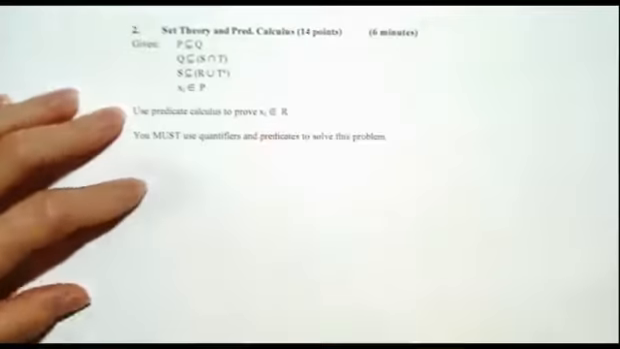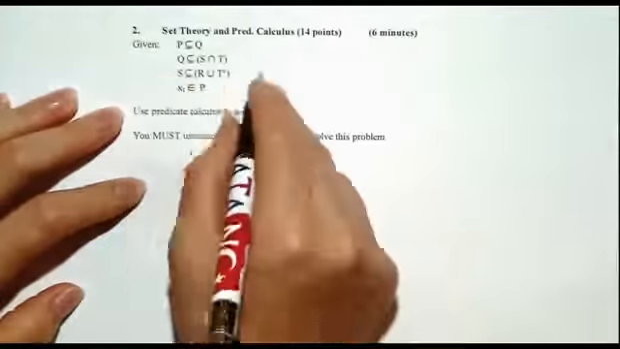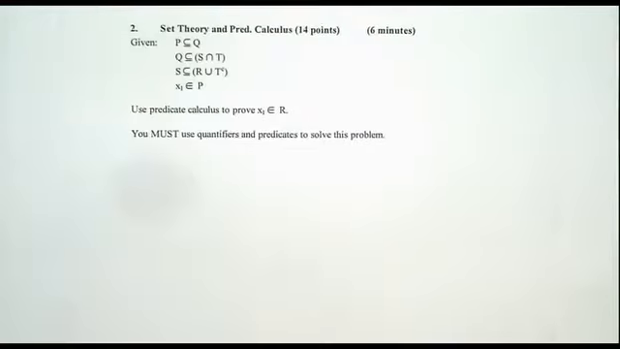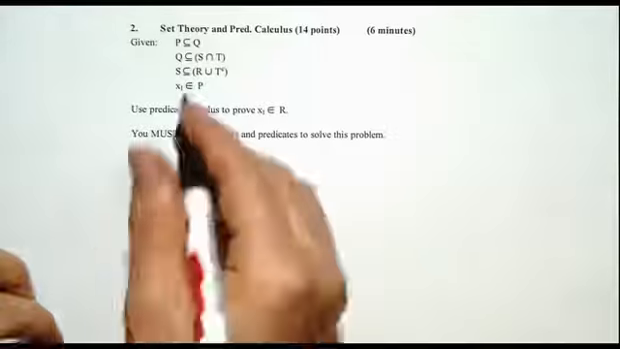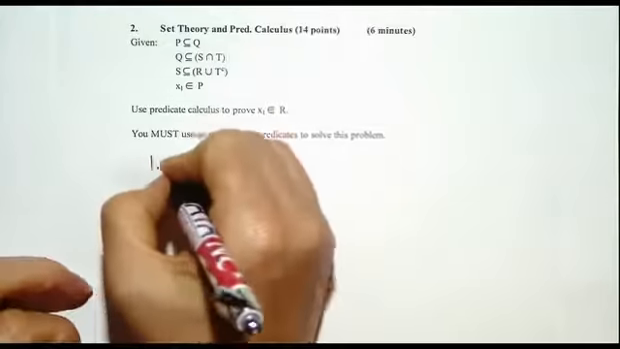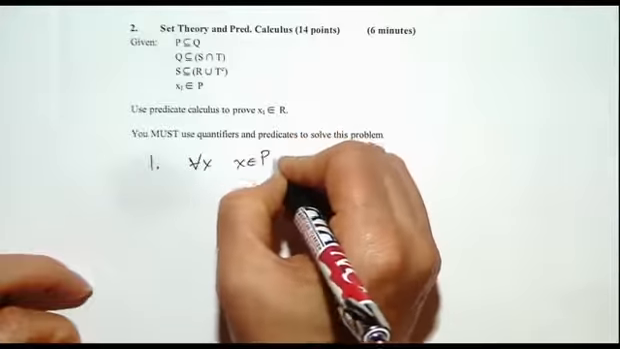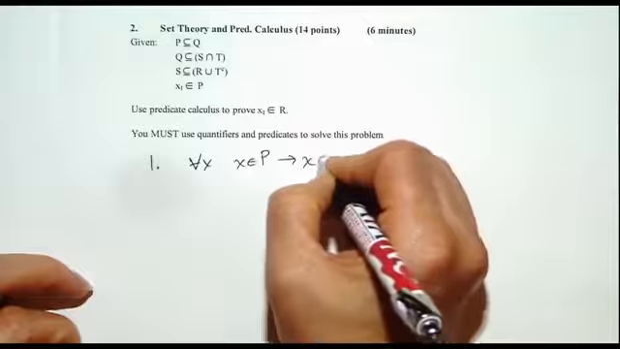Okay, so you need to do a set theory and predicate calculus proof. So you need to first translate all these into predicate calculus. So when we have a subset, remember that that was the implication operator. So when I say P is a subset of Q, that means for every element of P, if X is an element of P, then it is an element of Q. So line 1 is for all X, X is in P, implies X is in Q.